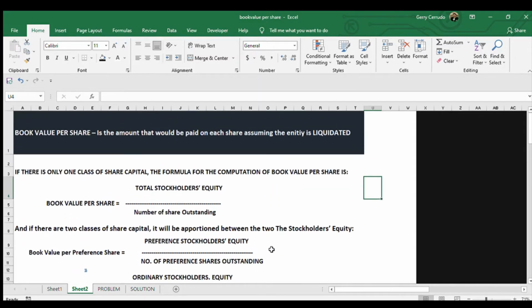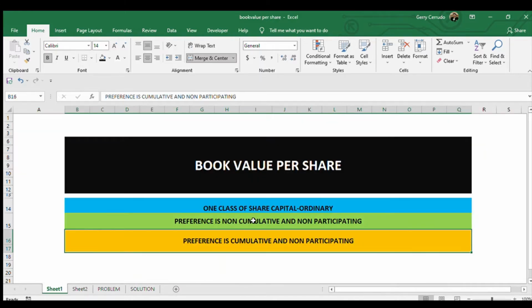Okay? So, the best way to understand this topic is by giving a sample and an illustration. Actually, there are three situations that we will be giving today. First, if one class of share capital is present in the corporation, it is just the ordinary share of stock lang. At meron namang second situation wherein preference. In this case, there are two classes of shares na, no? And the preference share is non-cumulative and non-participating. And the other one is preference is cumulative and non-participating.